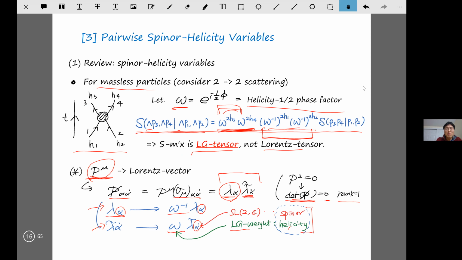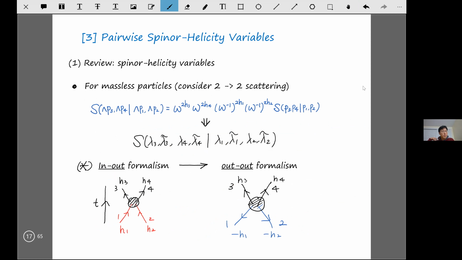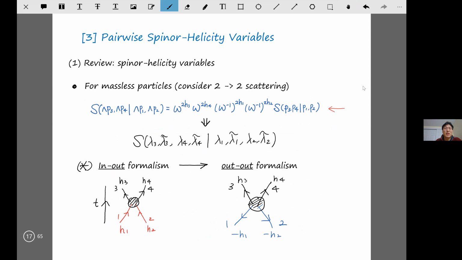Okay, again, the S matrix is a Lie group tensor, so I want to use these variables instead of the momenta to write that down explicitly. Here I just wrote the Lorentz transformation of the S matrix for a massless particle again, but now I view the S matrix as a function of these spinor helicity variables, which are manifest. They transform under the Lorentz transformation as manifest Lie group vectors.